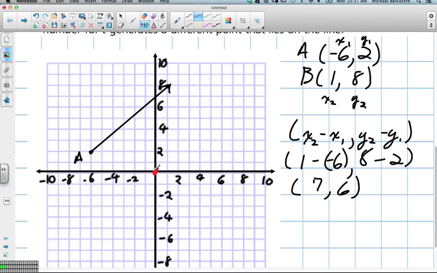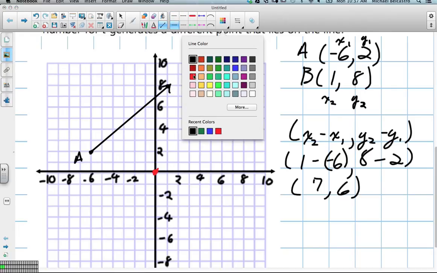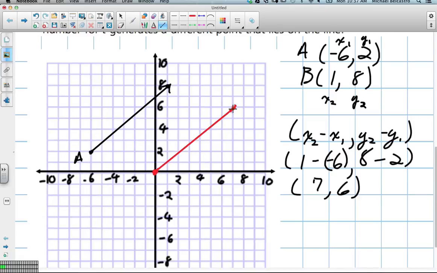So that means we're going to be going from the origin to the point 7 and 6. This is our positional vector. Put it in red. And we can call this OP, which is what the book will usually call it, here O being our origin, P being our point, our new positional vector, OP.